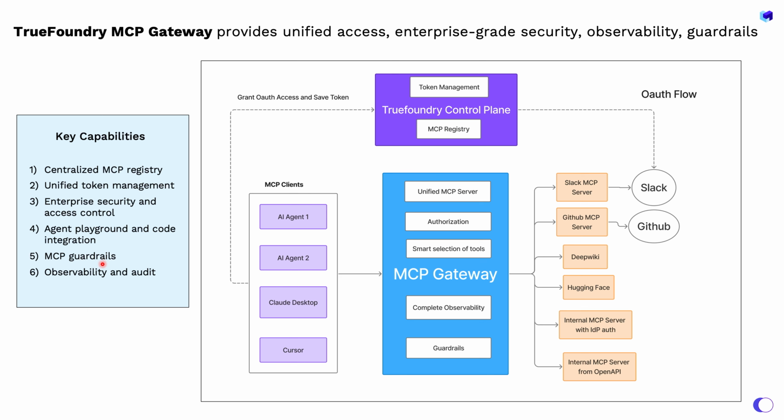There are MCP guardrails where you can define guardrails at the MCP tool level and MCP server level, right? At very granular levels, before the tools or servers are invoked and even after they are invoked. And there's full observability and audit by default.